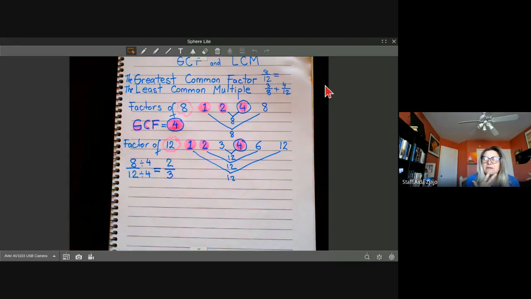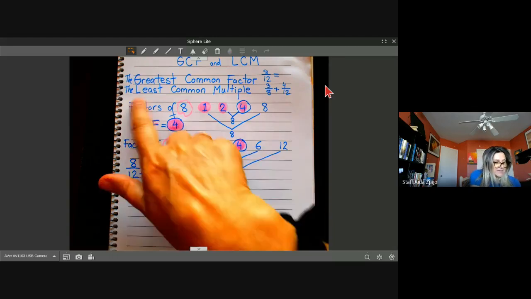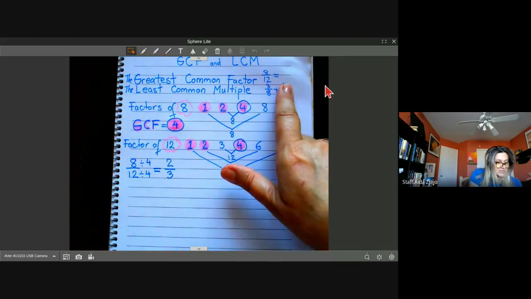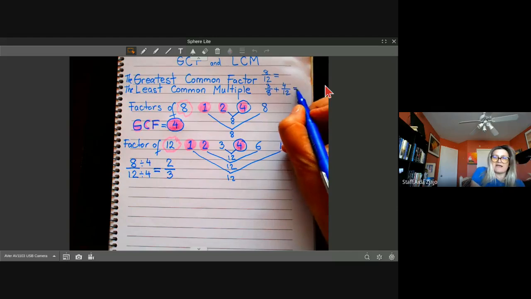So if you have numbers that are weird, like 36 and 48, you can find the greatest common factor for 36 and 48, and then divide by it and simplify the fraction. So the greatest common factor helps us find a factor that we can divide both numbers by to simplify the fraction. Okay, now we're going to look at what the least common multiple is. The least common multiple will help us add these fractions.